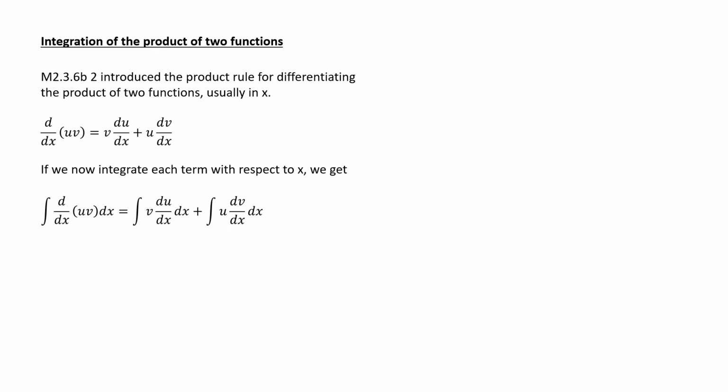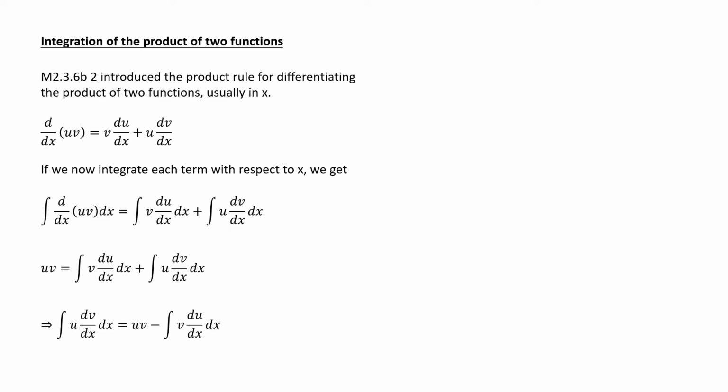Now we ought to know, but we should think about it, that integration and differentiation are reverse functions. So therefore, if I differentiate something and then integrate the result, I'll get what I started off with, uv. So this gives me that uv is equal to the integral of v du by dx with respect to x plus the integral of u dv by dx with respect to x.